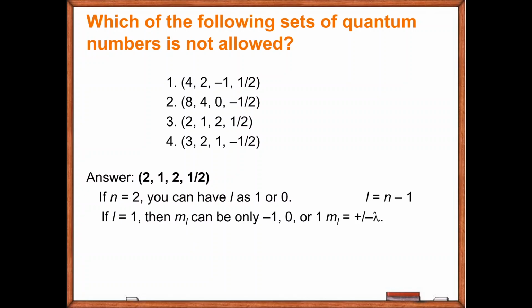So if n equal to 2, you can have an l number of 1 or 0. So l is equal to n minus 1. So if l is equal to 1, then m sub l can only be minus 1, 0, and positive 1. Okay, so that's your explanation. So this one is not possible because of this too.